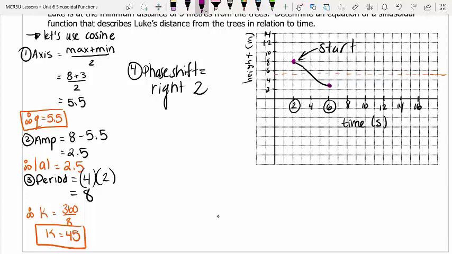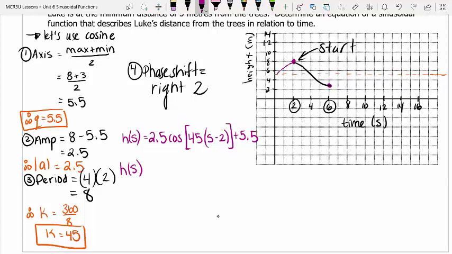Okay, so our equation is going to be in terms of height and time, which is in seconds. So our A value is 2.5. We're using cosine. Our k value is 45. We have a phase shift to the right 2. And we have a q value of 5.5. If we were using the sine function, it would be the same except our phase shift might change.